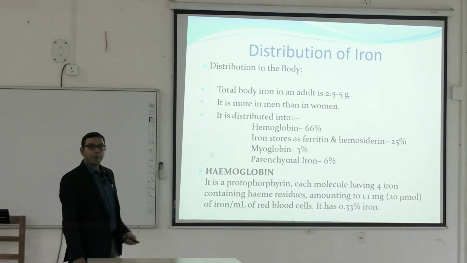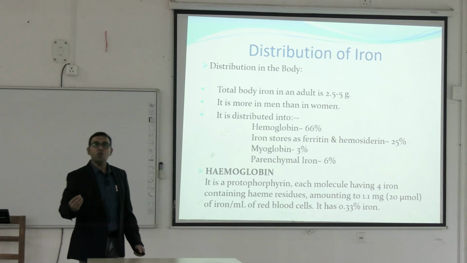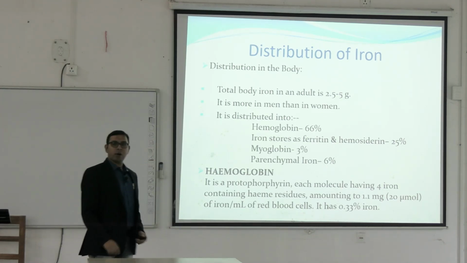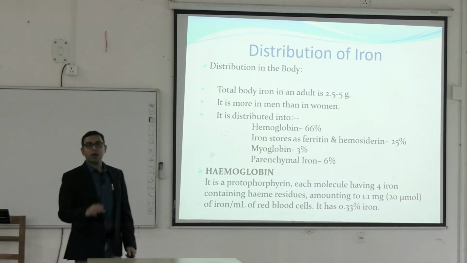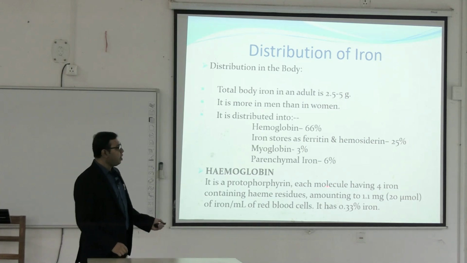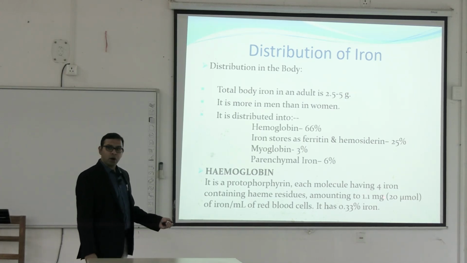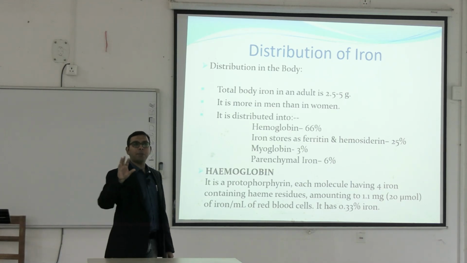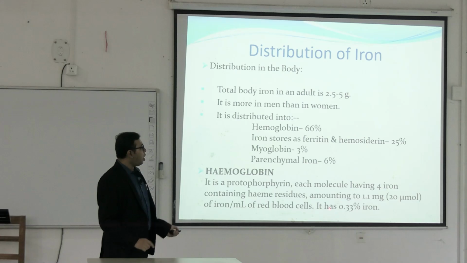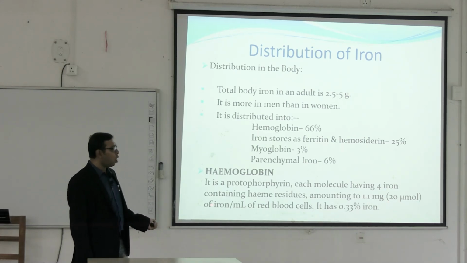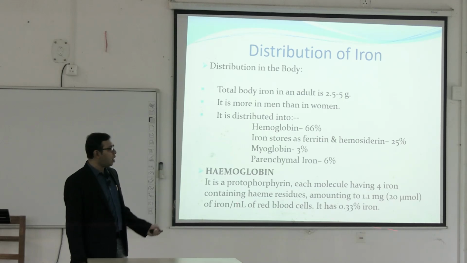Myoglobin contains approximately 3% of total iron, and parenchymal iron, that is within the cells, accounts for a small amount, approximately 6%. You have already learned about the structure of hemoglobin in physiology. It is basically a protoporphyrin. Each molecule of hemoglobin contains 4 iron-containing heme residues. The heme residue is the core part of hemoglobin that contains the iron. That amounts to approximately 1.1 milligram, approximately 20 micromole of iron per milliliter of red blood cells, and each hemoglobin has approximately 0.33% iron.